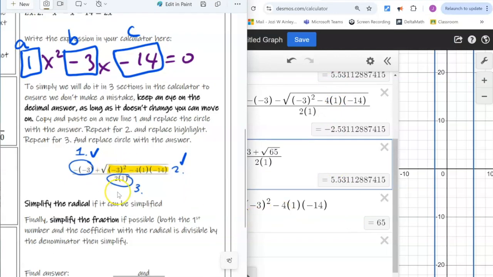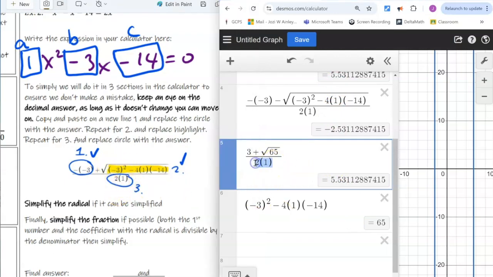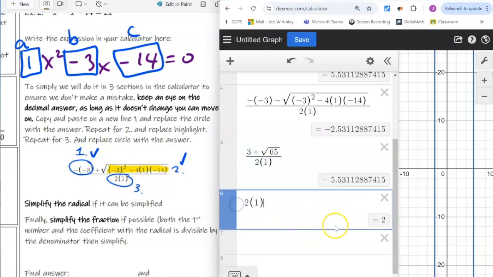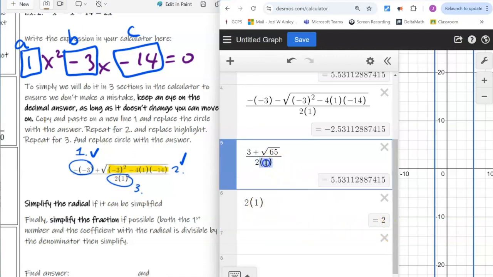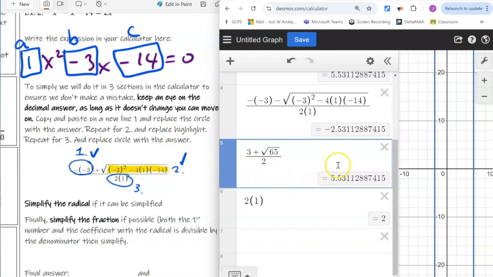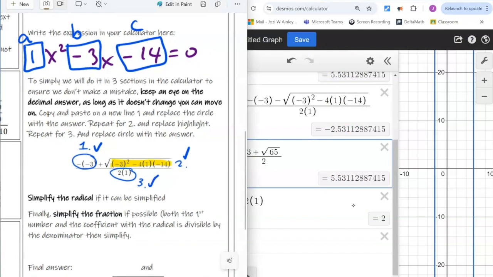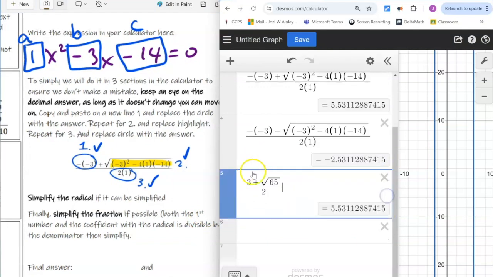Okay, now I'm going to go to step 3. I'm going to do this part right here, which is the bottom. All right, so take that one, put it in the calculator. It's going to give me 2, so I replace everything on the bottom with the number 2. Checking my decimal, did it change? No, so I did step 3 correctly. All right, so we've done all 3 steps in the calculator. The calculator has done it for us. It has simplified it for us. The only thing we need to do is simplify the radical if it can be simplified.